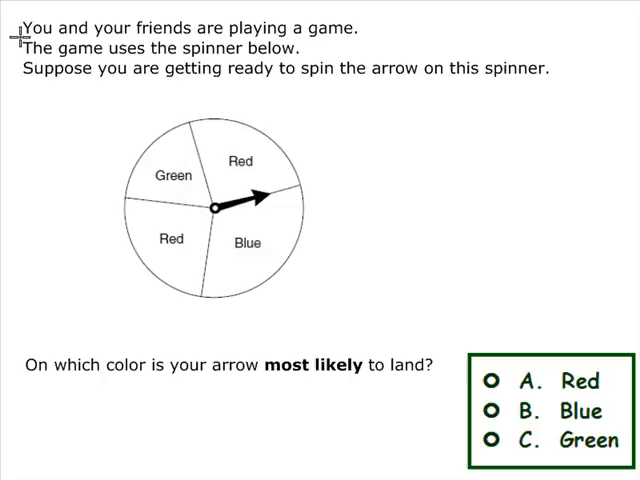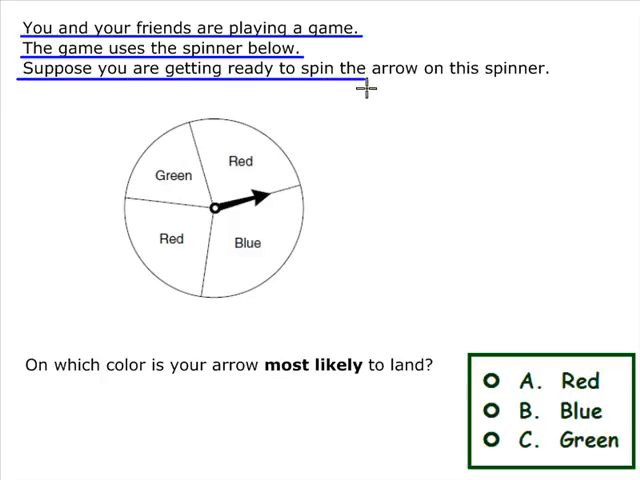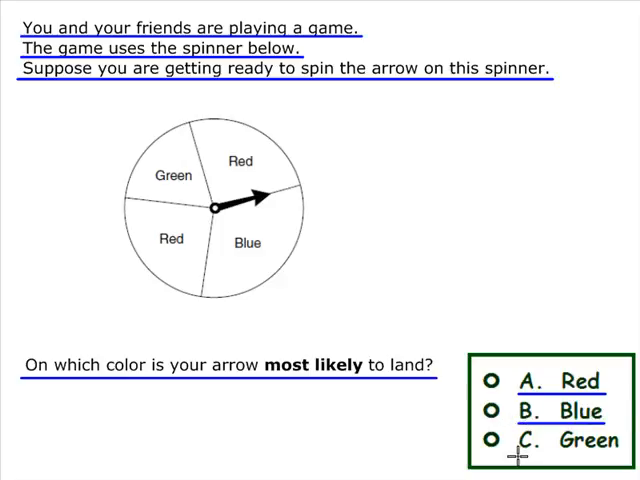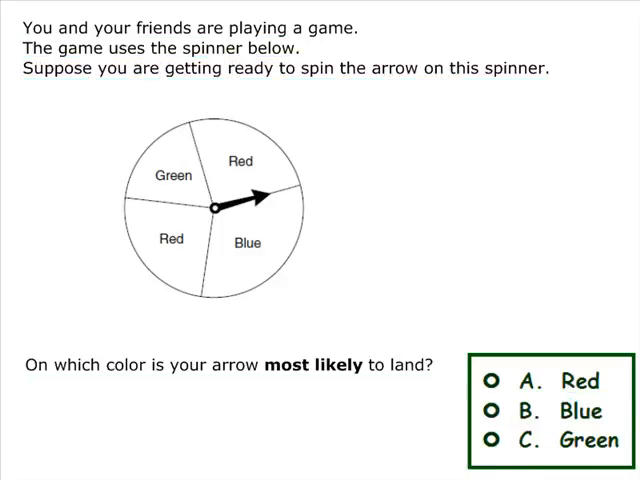Here we read, "You and your friends are playing a game. The game uses the spinner below. Suppose you are getting ready to spin the arrow on this spinner. Question: on which color is your arrow most likely to land? Red, blue, or green?" The key part to this problem is really the question.